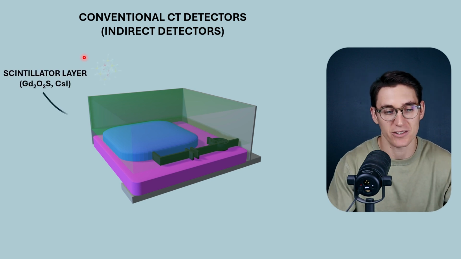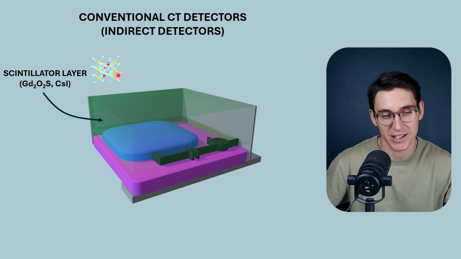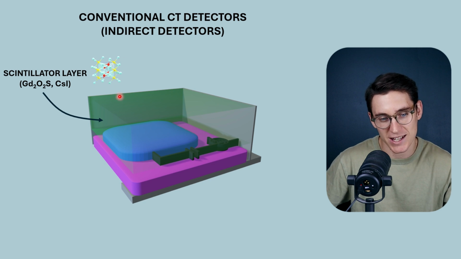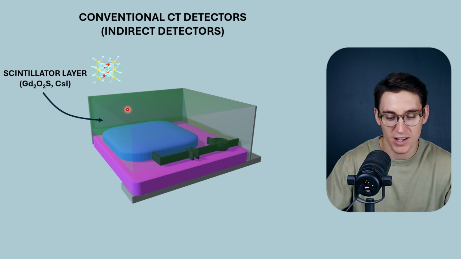So let's look at the components here. First, we've got what's known as the scintillator layer. It's usually made of something like gadolinium oxysulfide or cesium iodide. And what that's responsible for is converting X-rays into visible light.